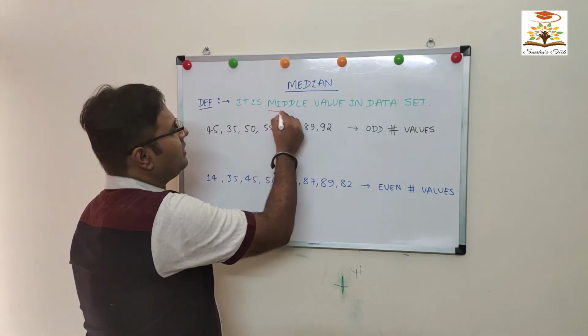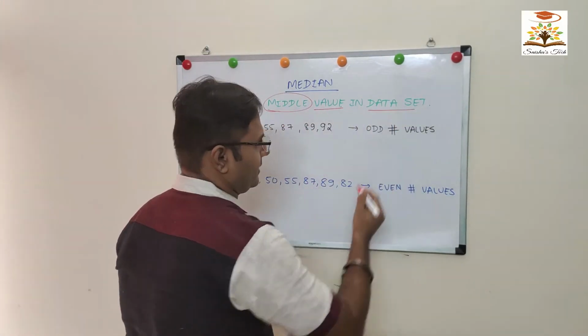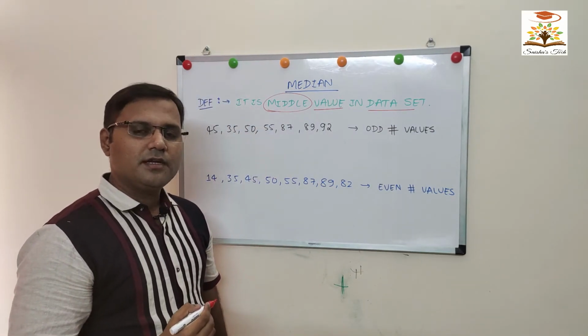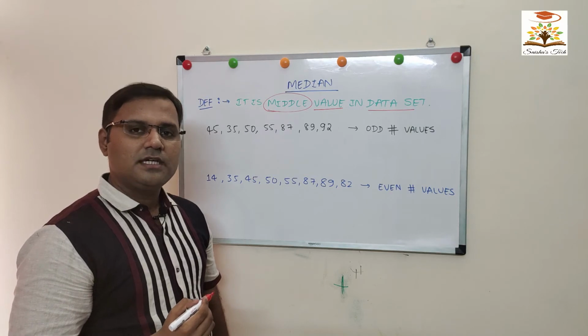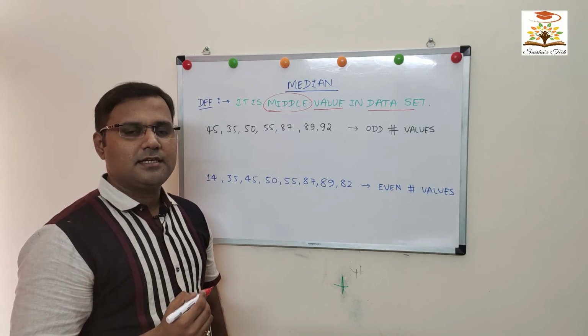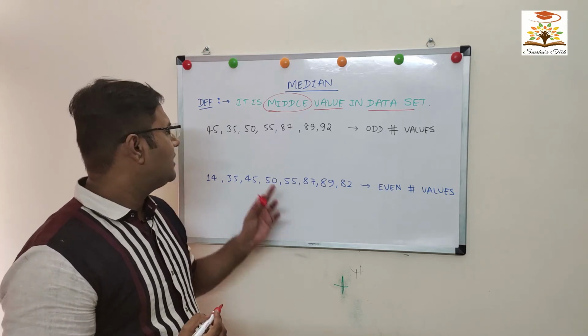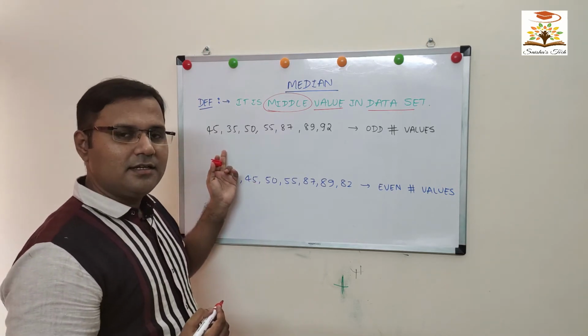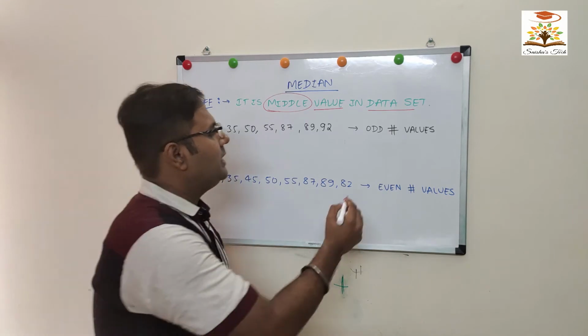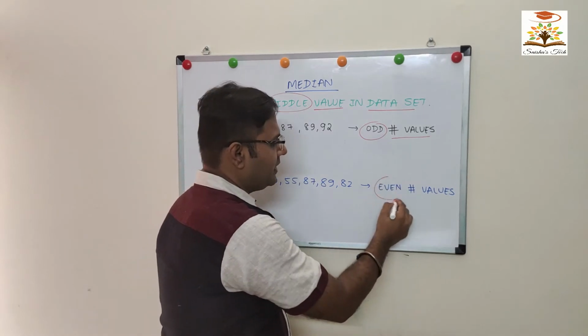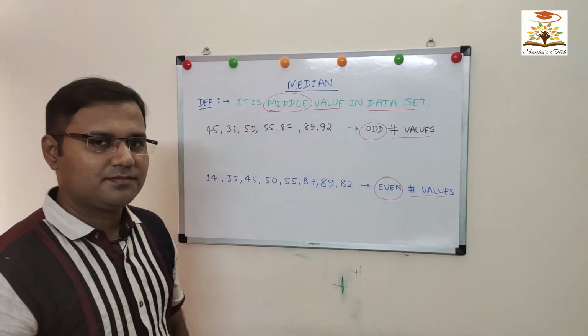Median is the middle value of the data set. The key important thing we should remember while finding the median value is to arrange the data set in ascending or descending order. Here, let us understand two cases: one, if we have an odd number of values, and two, if we have an even number of values.